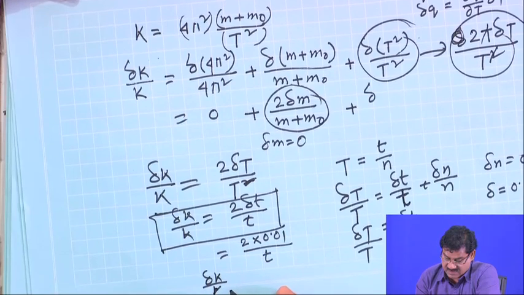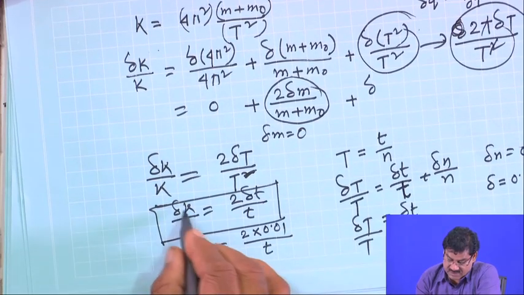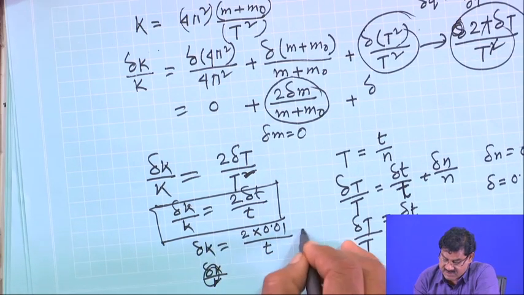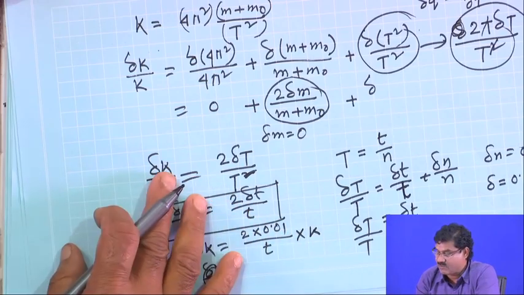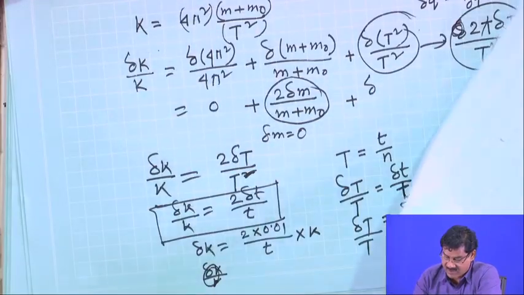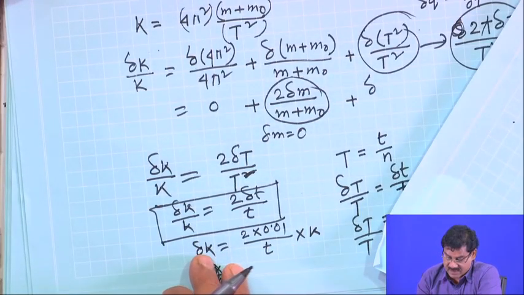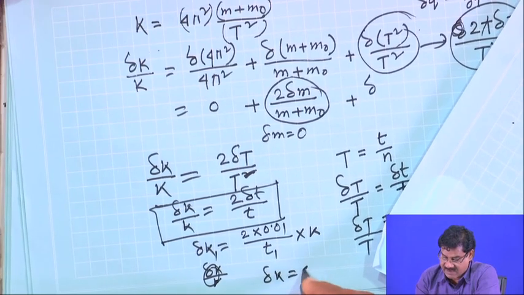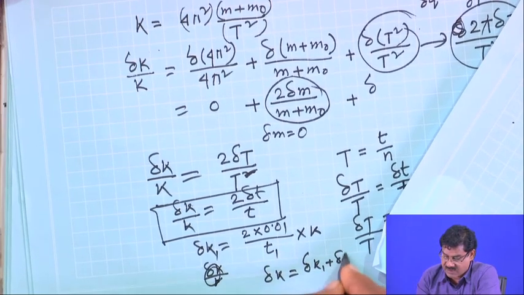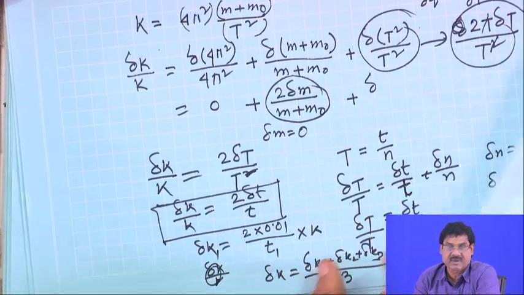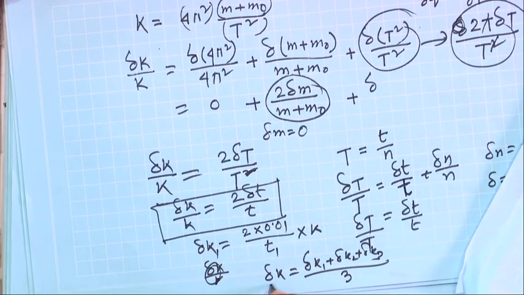So this delta k by k equals this, so I will write delta k equals this into k, because the k value you know. Already we found this k value 19.60, so I will multiply with 19.60 and I will get delta k. So I will get, for different t1, t2, t3, delta k1, k2, k3. From there I will take the average: delta k equals delta k1 plus k2 plus k3, etcetera, divided by 3 here. Okay. So I will get delta k.